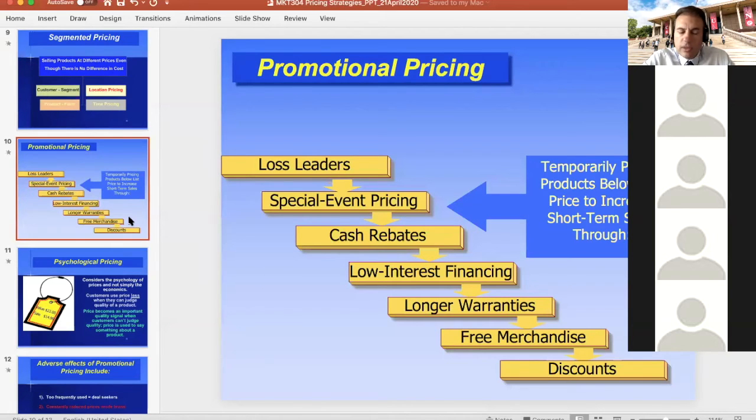Now there are pricing specific activities that you can have. So the first one that is very common in the US is called loss leader. Anyone knows what is a loss leader?